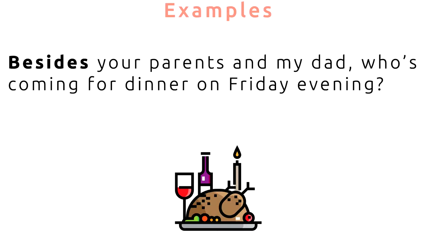Here is the first one. Besides your parents and my dad, who's coming for dinner on Friday evening? In this example, the person is saying, I know your parents and my dad are coming to the dinner. So, besides them, who's coming for dinner? So it means, including them, who else is coming? Because I know they are coming, I want to know who else is coming.